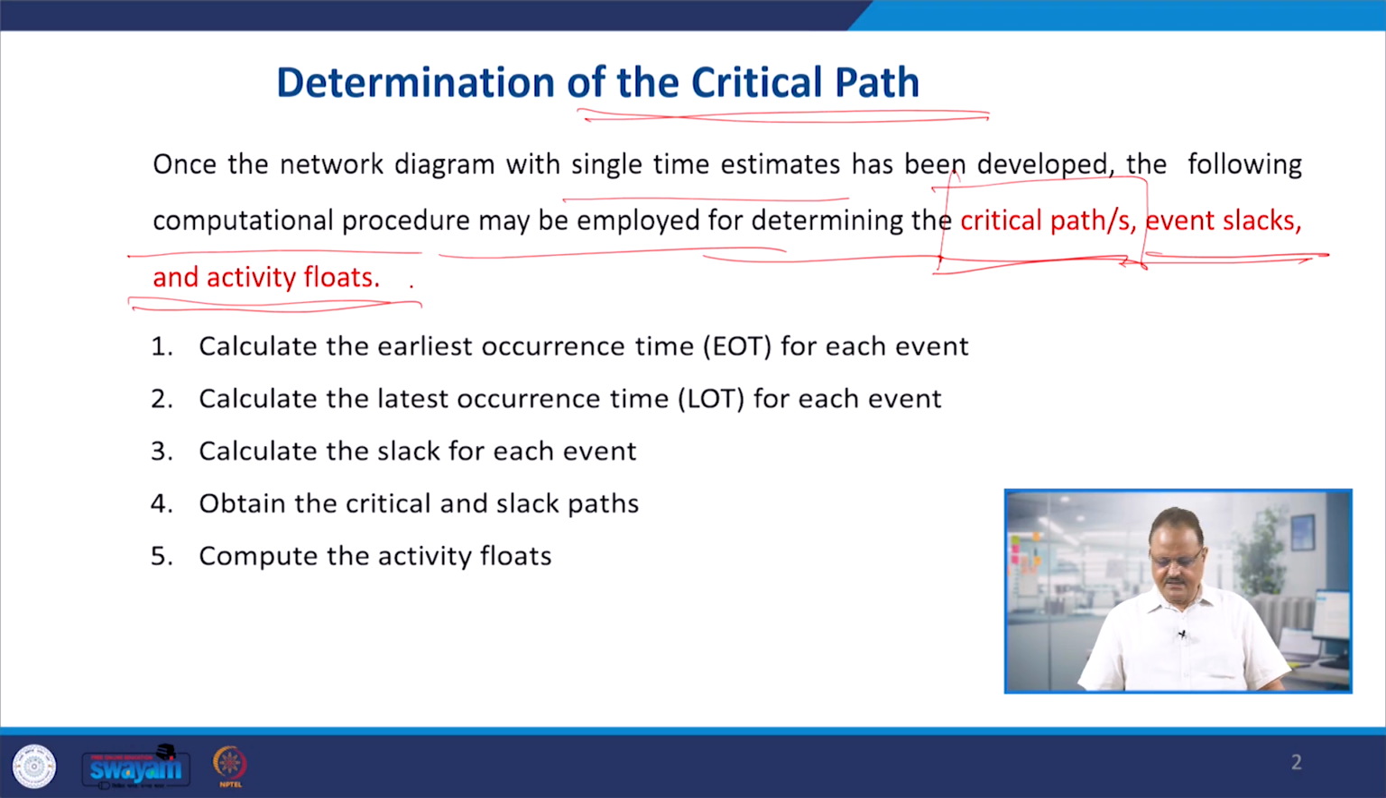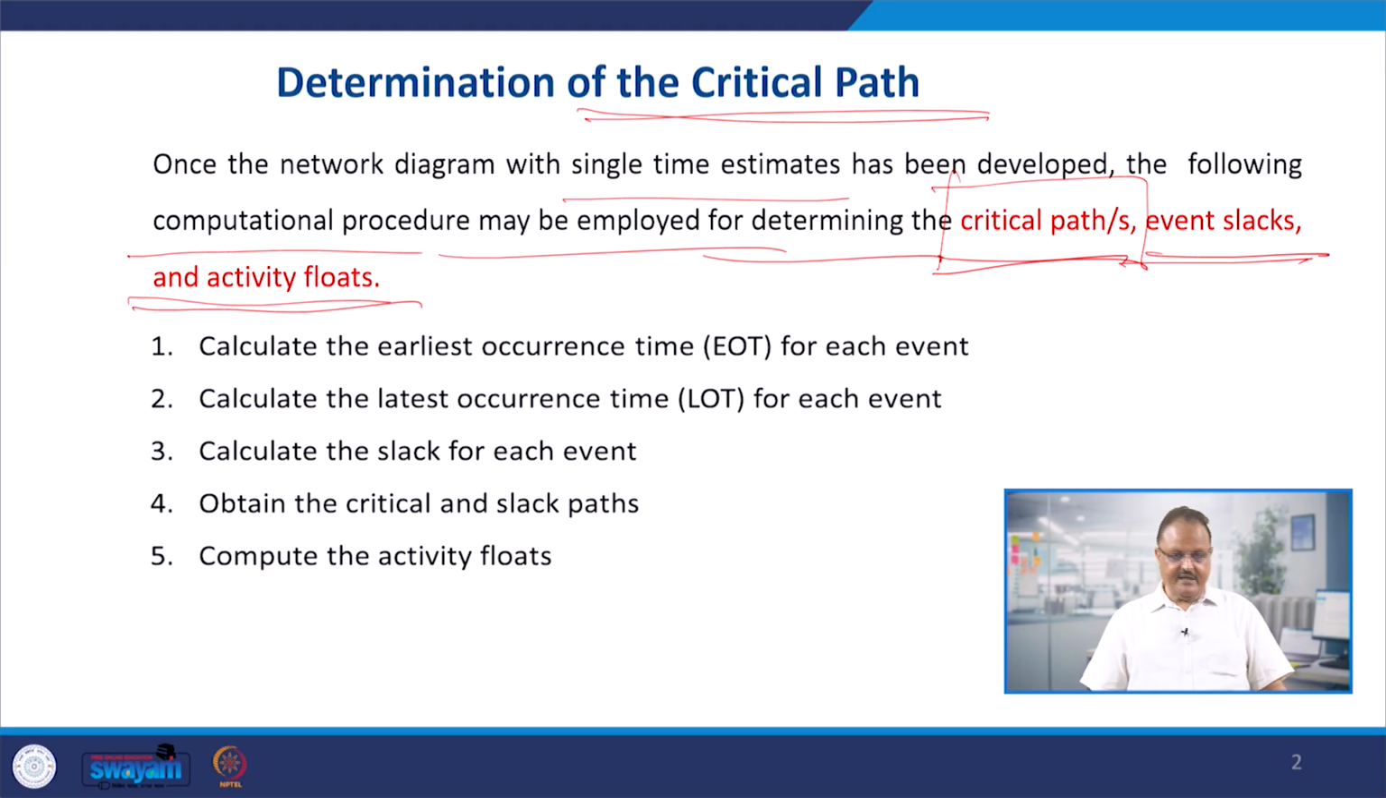So what are these three things? Critical path, event slack, and activity floats. We are going to understand them in the subsequent discussion, and then we will learn how to develop a network, and finally how we can develop a critical path.